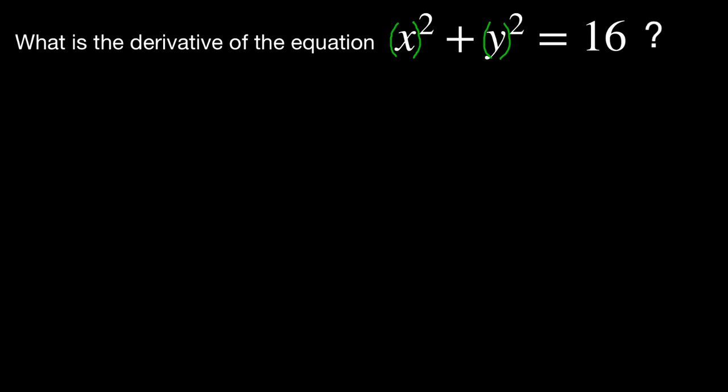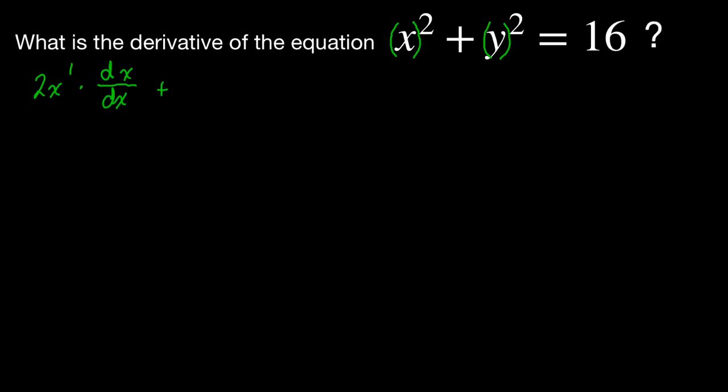So when you take the derivative of this, use your power rule. So you're going to get 2x raised to the first power times, and then you're going to be multiplying by the derivative of the inside part, which means we are multiplying by the derivative of x with respect to x. All right, so that was the derivative of our first term.